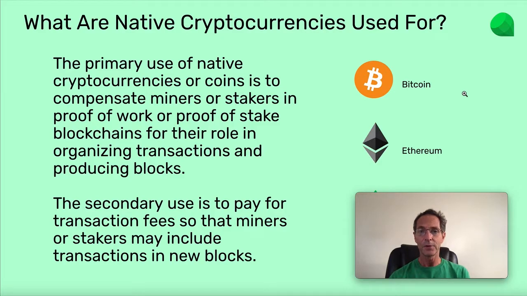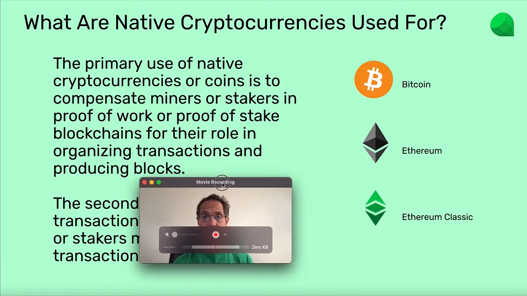And the only way they would do that and spend so much money is if they got paid, compensated for creating these blocks. So the primary use of these native cryptocurrencies was to be issued only when a new block was created by the miners. And that was the original invention of Satoshi Nakamoto with Bitcoin, no? The first cryptocurrency. Then you have proof of stake blockchains as Ethereum is now.